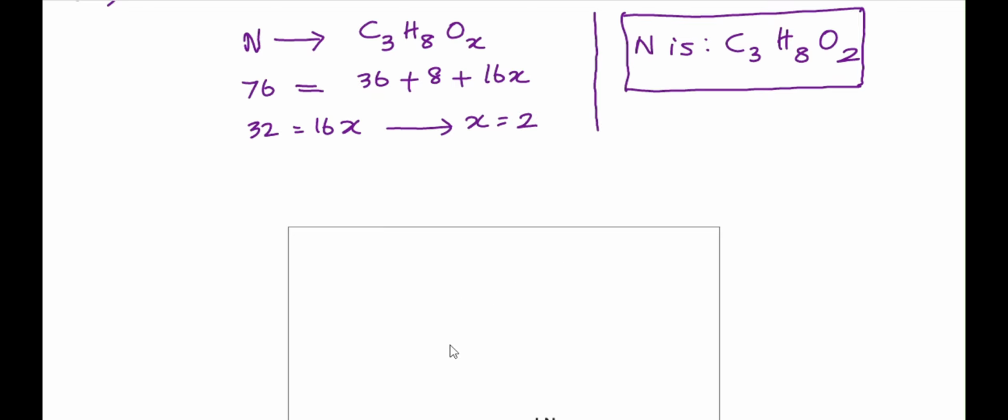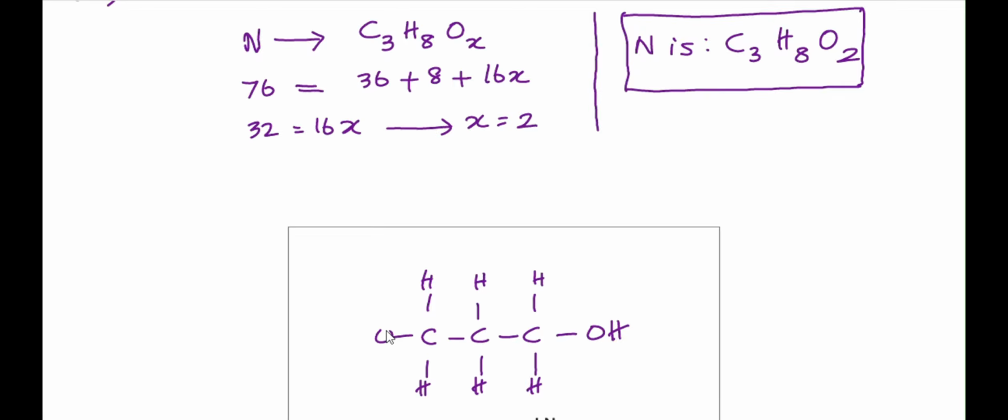Now we need to draw the structure of this compound. We have not been given any indication about the functional group in this compound, but knowing that mostly additives to fuels are usually alcohols, we can start writing an alcohol here, C, C, C, and then hydrogens, so that makes 6 hydrogens, so we need 2 more. So we can say OH here and OH here, and that fits the bill.